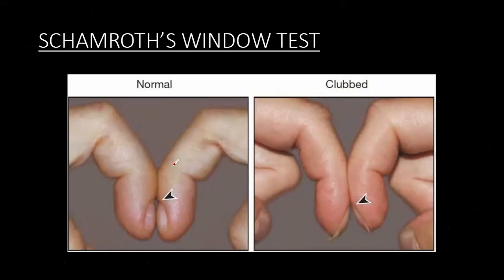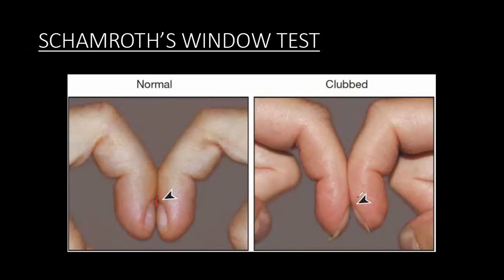Now, this is what I was saying, the Schamroth window test. This is normal, the diamond shaped. You saw that, so I'm normal. But when you have clubbing, the hypertrophic osteoarthropathy, it will present as this. This will indicate there is hypoxia, or it can be a paraneoplastic syndrome of bronchogenic carcinoma.